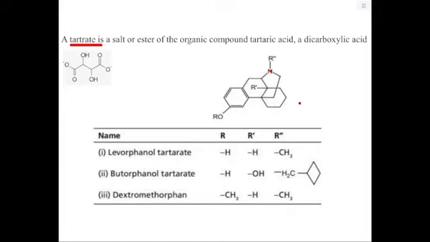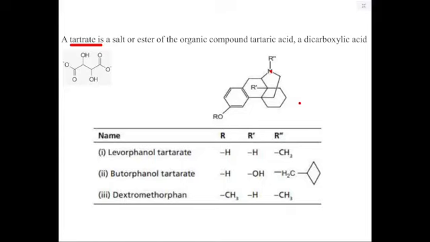It is a derivative of succinic acid. Remember, succinic acid is COOH, CH2, CH2, COOH. So it's a derivative of succinic acid, where one of the hydrogens on each of the carbons of the ethyl group has been replaced with a hydroxyl group to give us the tartaric acid, and then you can use that tartaric acid added to the morphinan. It will give you the tartrate. So you have like the levorphanol tartrate.